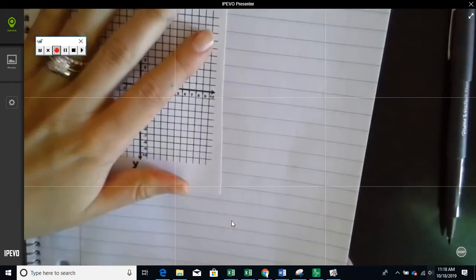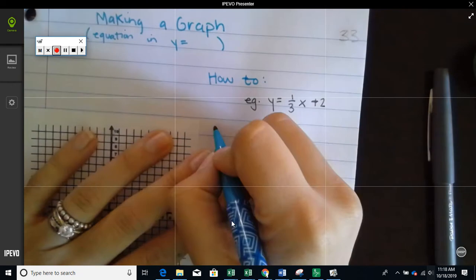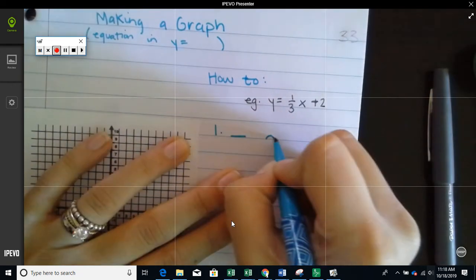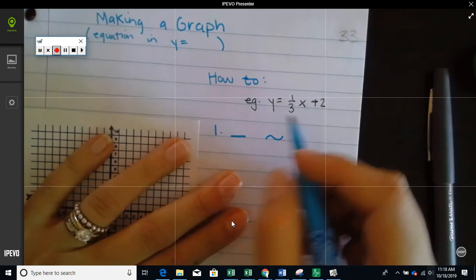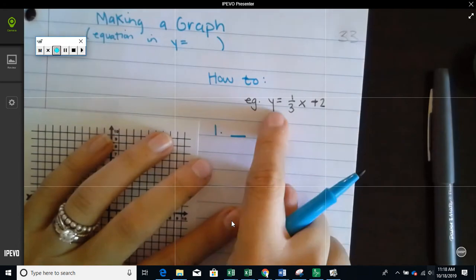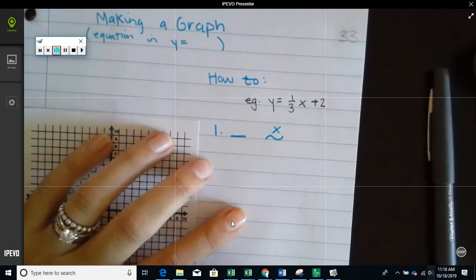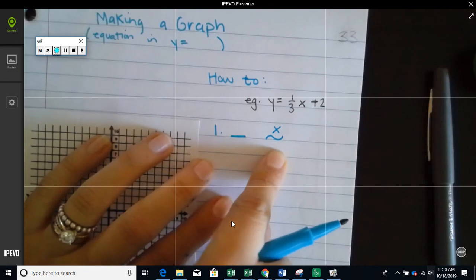So here's your first step. You're going to underline and squiggly. That's your very first step. So please write that down. So which one do you squiggly? The one with x. Whenever you get the equation, underline and squiggly. You underline the one without x and you squiggly the one with x.